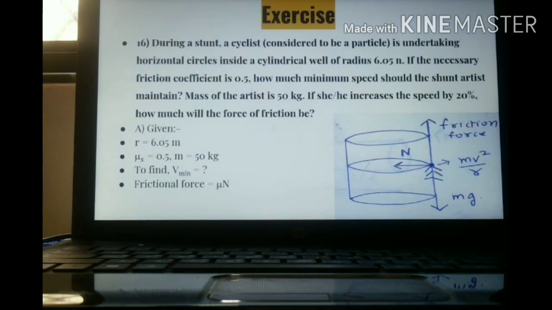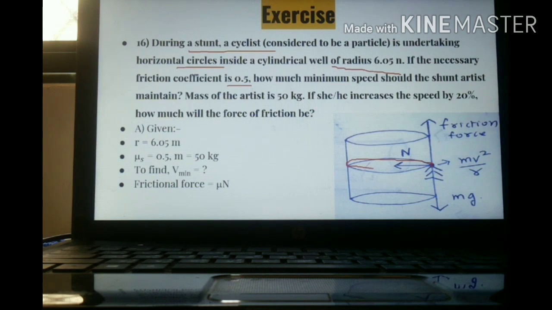Now during a stunt, a cyclist is undertaking a horizontal circle, meaning the wall of death, which we have already seen, a cylindrical track. This person is standing over here and wants to move in this horizontal circle. The radius of this cylinder is 6.05 meter. The coefficient of friction has been given, that is 0.5. What is the minimum speed at which the stunt artist should drive this vehicle in order to not slip downwards?